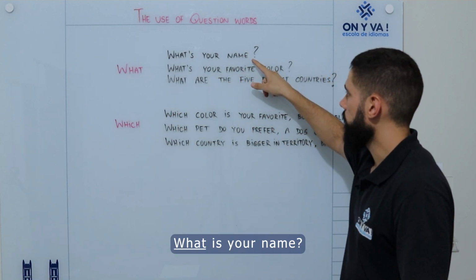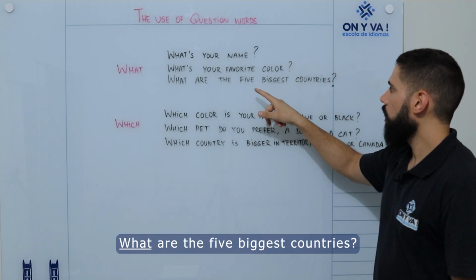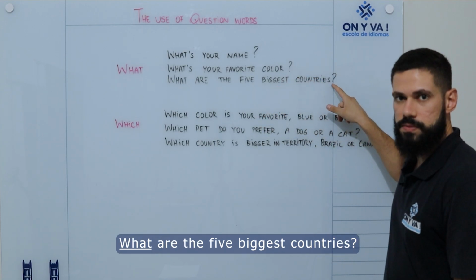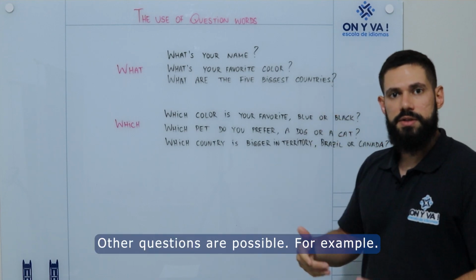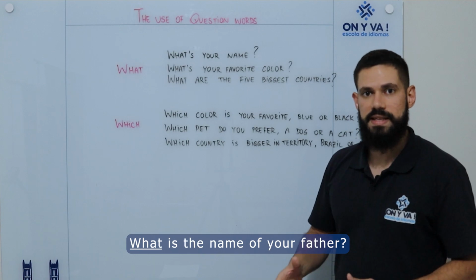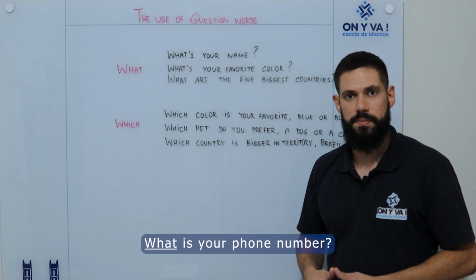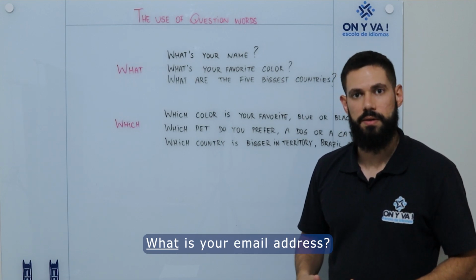What is your name? What is your favorite color? What are the 5 biggest countries? Other questions are possible. For example, what is the name of your father? What is your phone number? What is your email address?